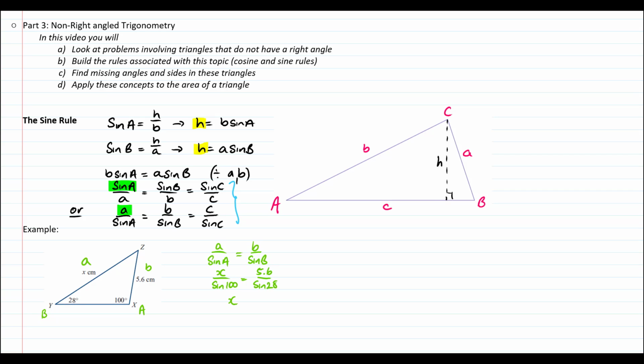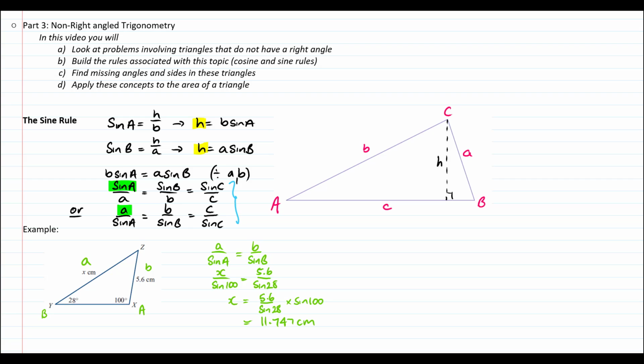So x is equal to 5.6 over sine 28 times sine 100. And once we evaluate that calculation, we get 11.747.